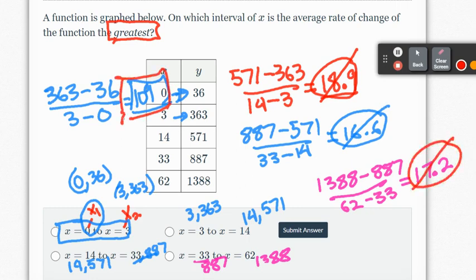No, it doesn't work like that every time. We got lucky this time that it was first, but that is how we do it. We have to try each interval, analyze, and see which one gives us the greatest value. So this is how you do it if you have a table. And then on the next example, we're going to see how to do it if you're given a graph.